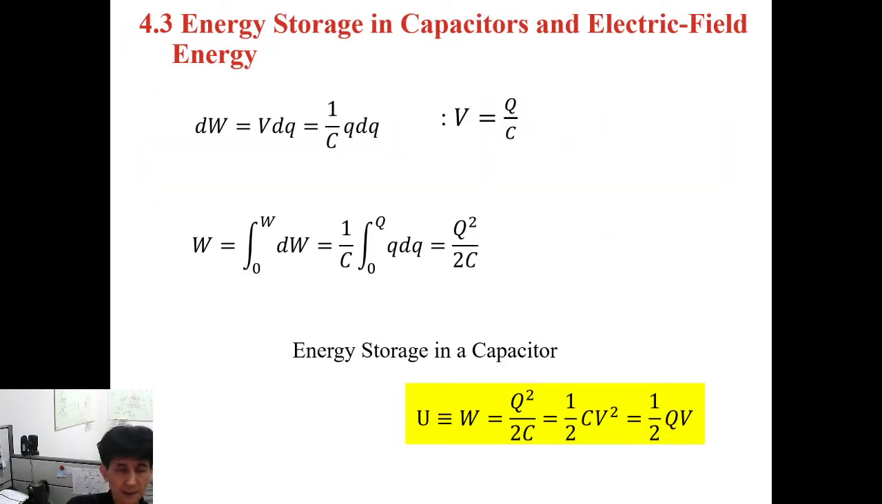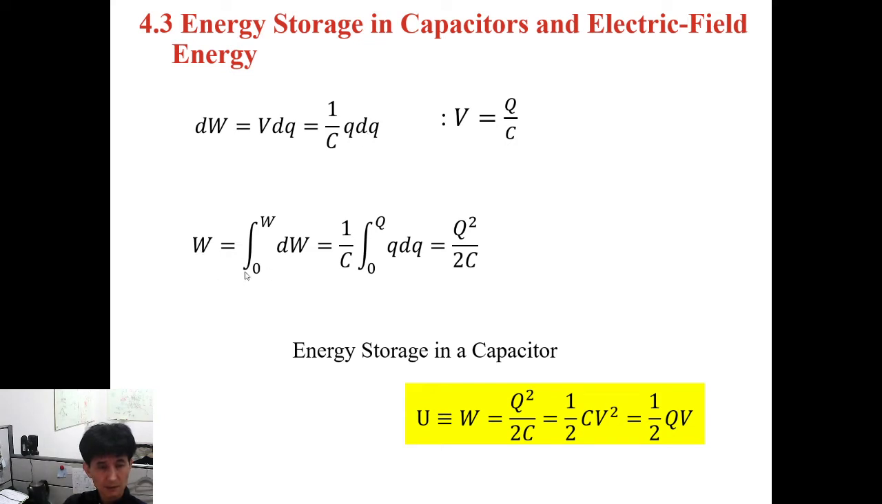Right. The next topic we'd like to cover is the energy stored in a capacitor. The work done by storing a charge across a capacitor is voltage times dq, but voltage is proportional to q. So we replace voltage with q over C. So 1 over C comes out, and that's q times dq.